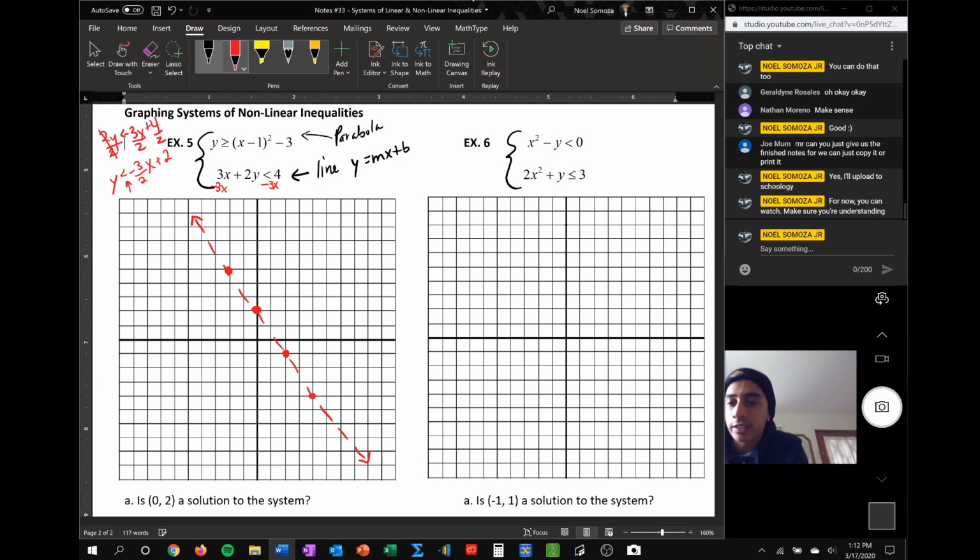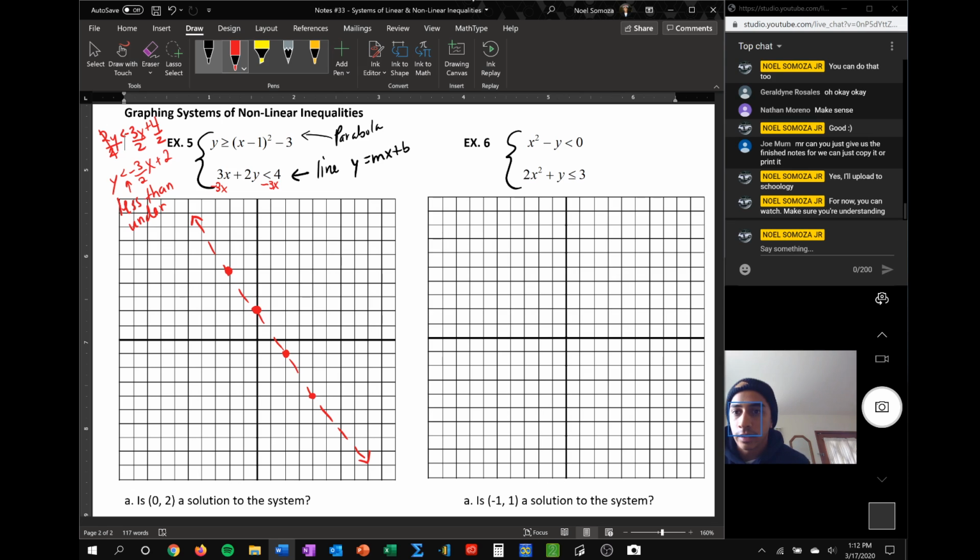Okay, and with the line, it's real simple, right? This represents less than. Less than means under. Under the line is going to be down here. I'm not going to shade it in just yet because I want to graph the other one first. But just know that we are eventually going to shade the bottom half of the graph.